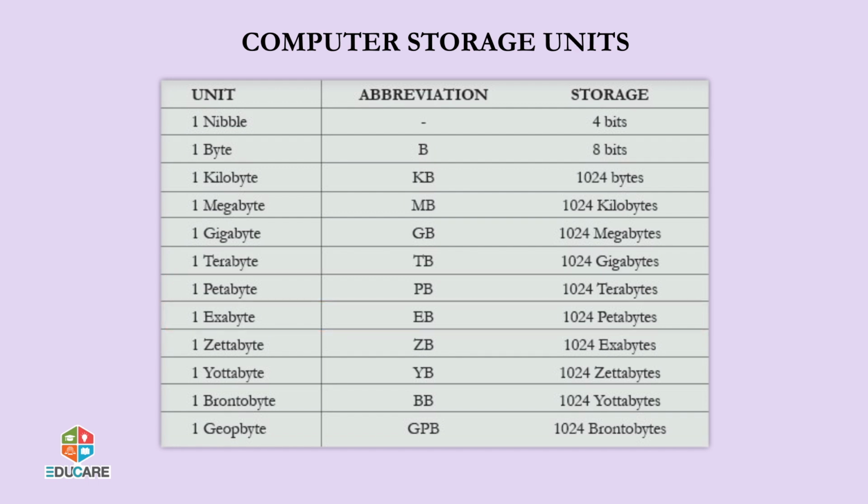1 exabyte, EB, 1024 petabytes. 1 zettabyte, ZB, 1024 exabytes. 1 yottabyte, YB, 1024 zettabytes. 1 brontobyte, BB, 1024 yottabytes. 1 geobyte, GPB, 1024 brontobytes.